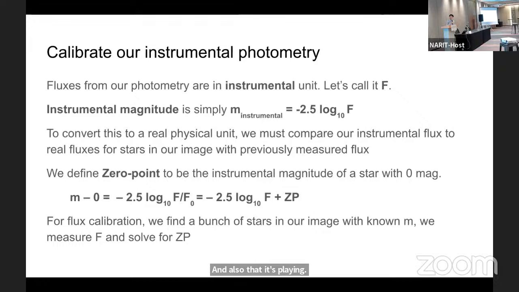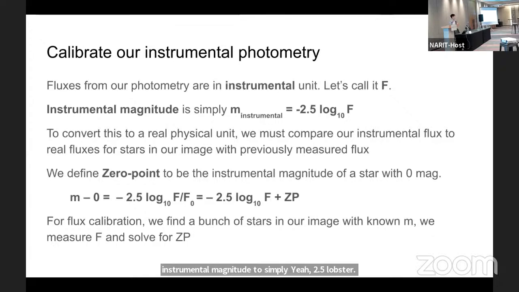All right, if not, okay, so now we have instrumental flux. We have a number that we get from our image. How do you turn this into a magnitude, or how do you turn this into a flux? So let's call this instrumental flux F. We define instrumental magnitude to simply be minus 2.5 log 10 of that flux.